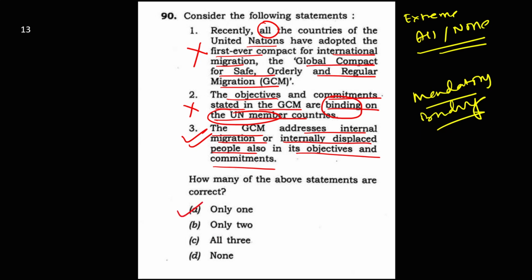Guys, here I would like to tell you, and I am repeating this: always, wherever the aim or objective of any initiative or scheme is given, generally those statements are correct in the UPSC prelims. I am saying this with a lot of authority, having analyzed the last 10 years of prelims papers. Always, objectives are generally correct. Here also an objective is mentioned, but the extreme word binding makes that statement incorrect, so the answer is only 1. So let us move to the next question, guys.